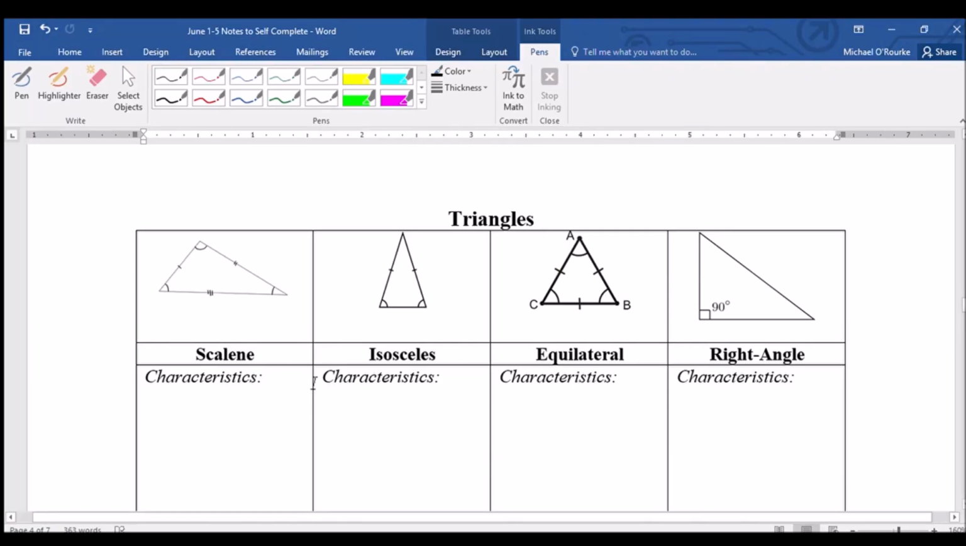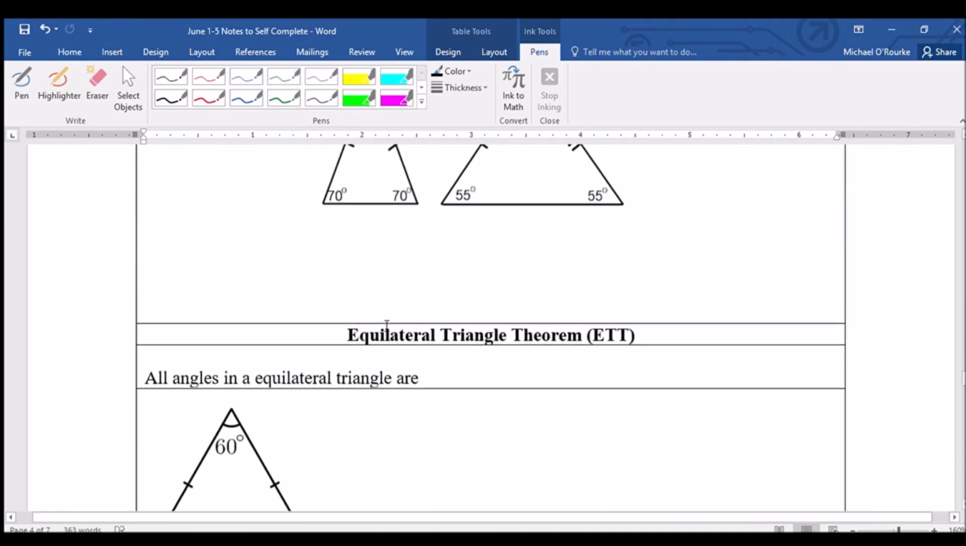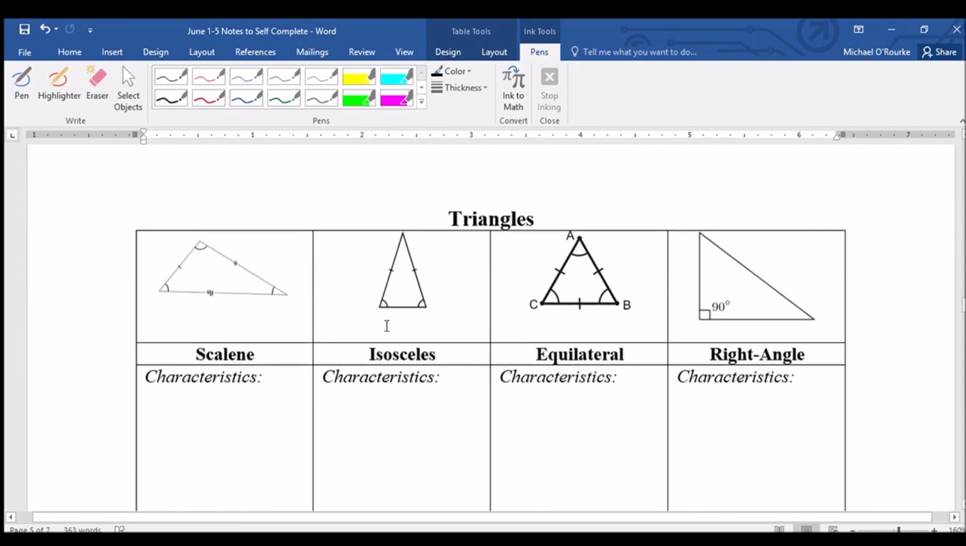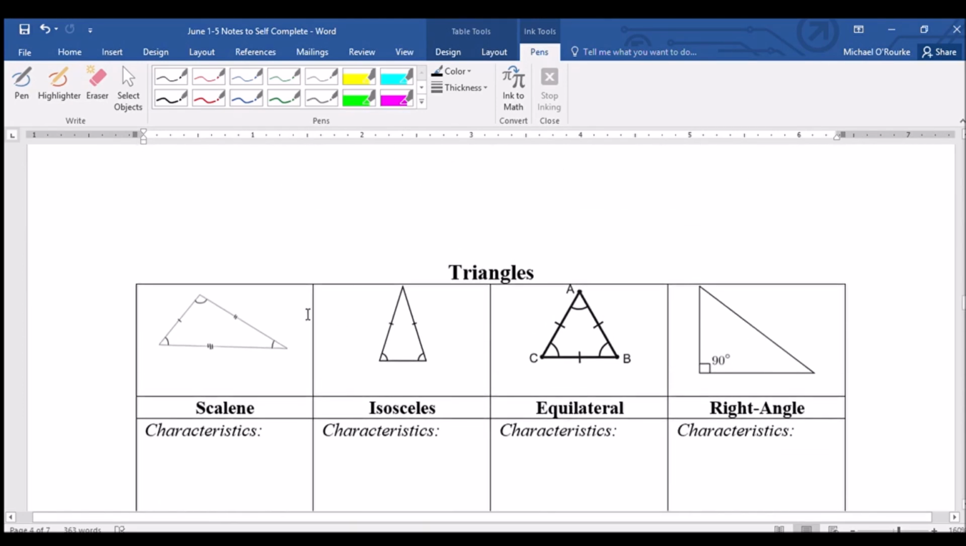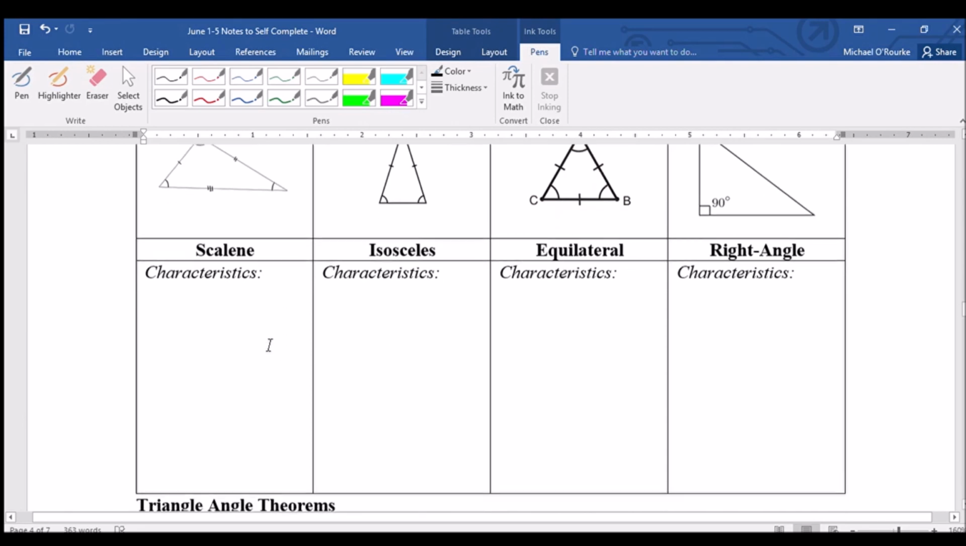Okay, so today we're working with triangles. We have some definitions first, then we go on to some angle theorems to end. Okay? So first thing we need to define is what triangles are. We have four different types of triangles: a scalene, isosceles, equilateral, and a right angle.